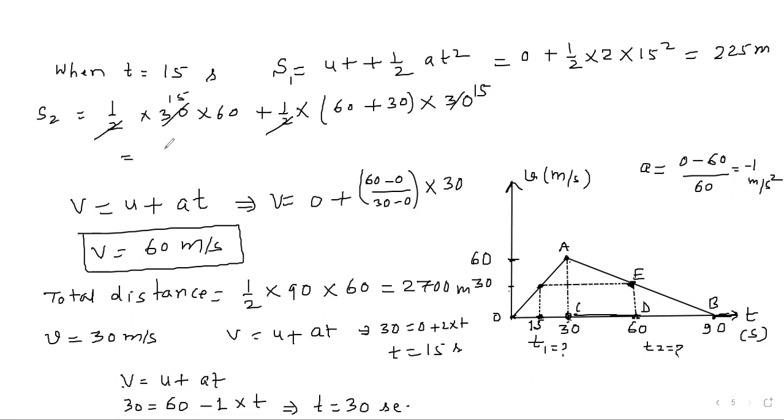So this will become 900 plus 90 into 15. So 900 plus 1350, which will give 2250 meter or 2.25 kilometers. And that is our answer.